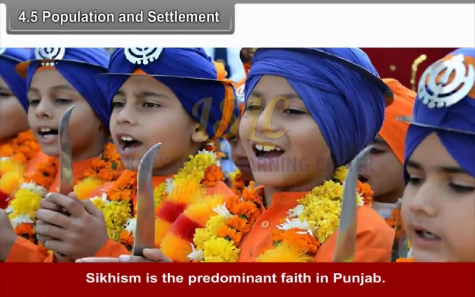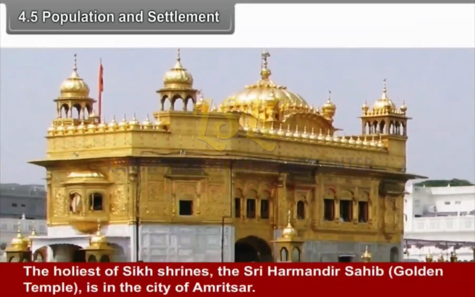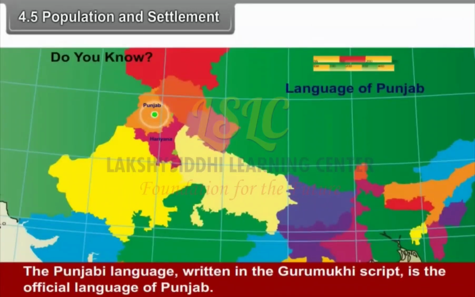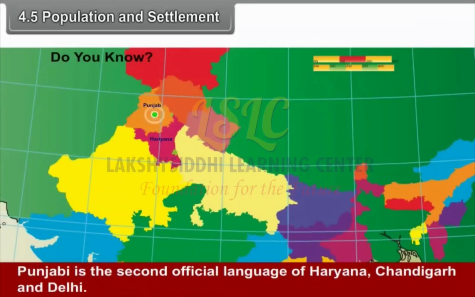Sikhism is the predominant faith in Punjab. The holiest of Sikh shrines, the Sri Harmandir Sahib Golden Temple, is in the city of Amritsar. Do you know the Punjabi language written in the Gurmukhi script is the official language of Punjab? Punjabi is the second official language of Haryana, Chandigarh and Delhi.